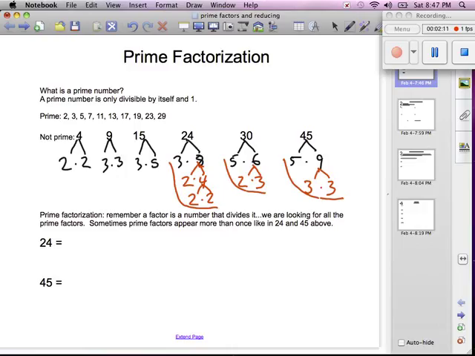So prime factorization. A factor is a number that divides it. We're looking for all of the prime factors. Sometimes prime factors appear more than once, like in 24 and 45 above. So we have 2 times 2 times 2 times 3 is 24, and 3 times 3 times 5 is 45. Okay?